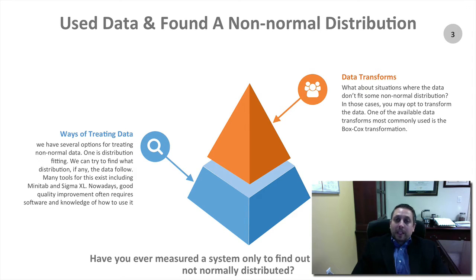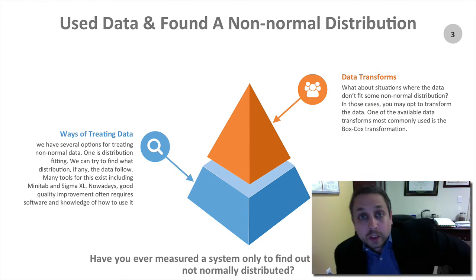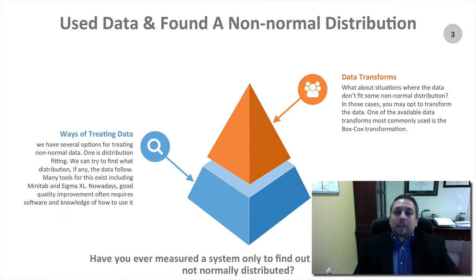So when you've used that test and you've found that your data follow a non-normal distribution, the question is often, well, what to do next? And there are several options. One option is to perform a distribution fitting, where you ask a program like Minitab or Sigma XL to go through your data and test it against known distributions. And then it'll tell you, okay, your data fit this known distribution, one of the Poisson distributions or another named distribution, just not what's called the normal distribution.